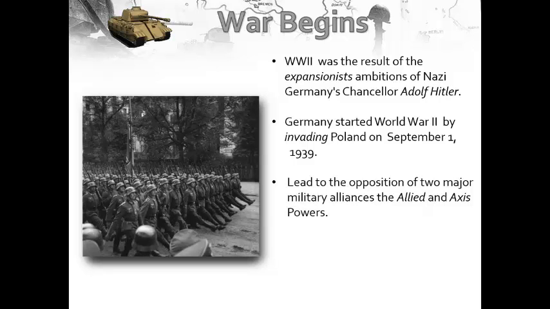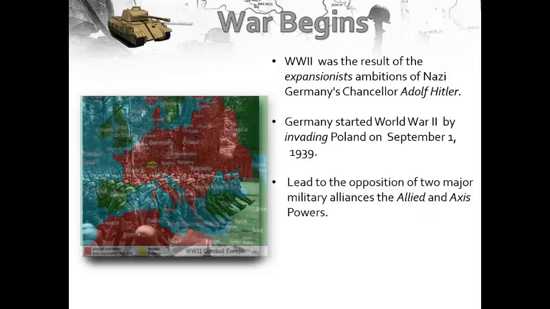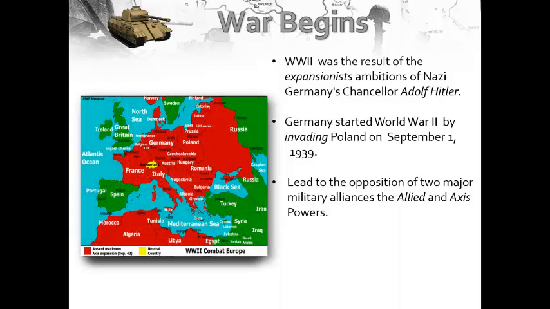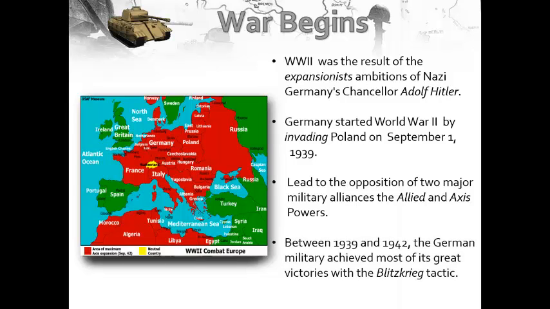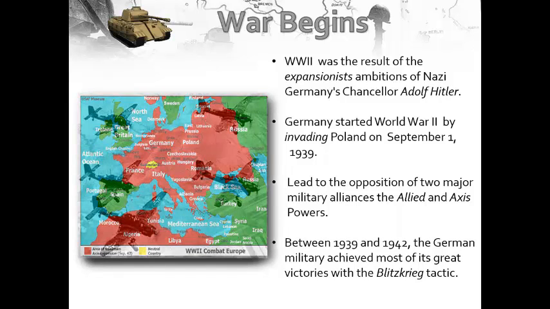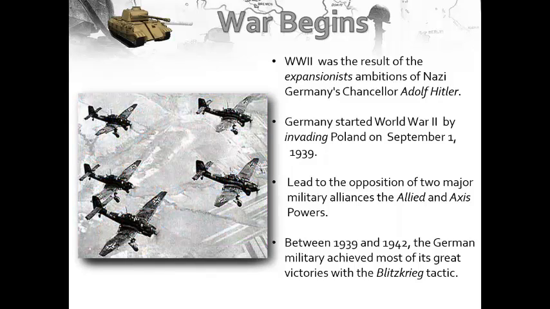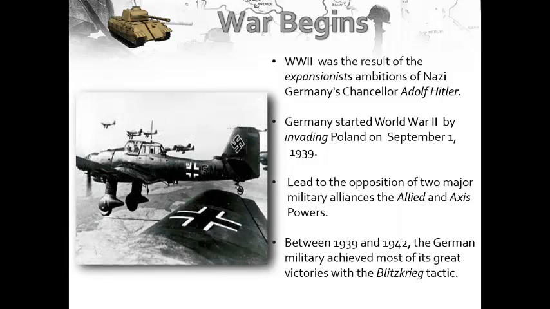This led to the opposition of two major military alliances, which included the Allied powers, which were mainly the U.S., Russia, France, England, and China, and the Axis powers, which included Germany, Italy, and Japan. Between 1939 and 1942, the Axis powers occupied most of Europe.